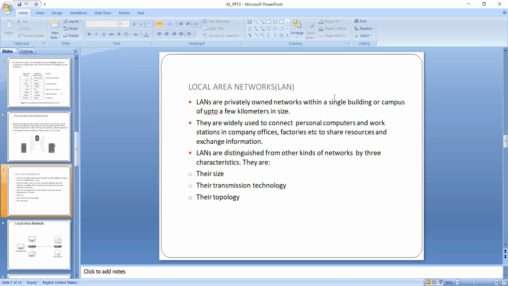Second, the transmission technology used in a LAN is wired technology. There are also wireless technologies, but at present we'll discuss wired technology, wires. And next is their topology. Topology means the way in which the machines on a network are connected with the cables. If the computers are connected with the cables linearly, it is a bus topology. If it is connected in the form of a closed loop, it is a ring topology. If there is a center point and all the machines are interconnected with that center point, it is called a star topology.